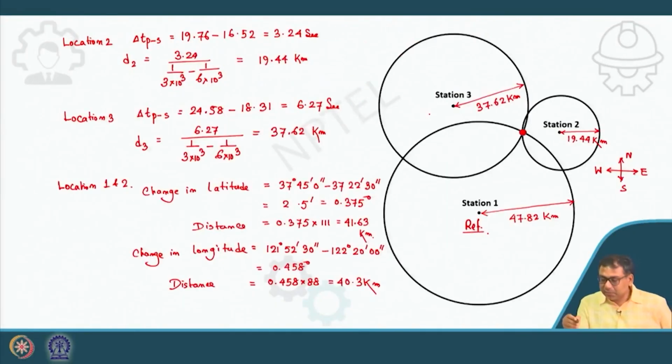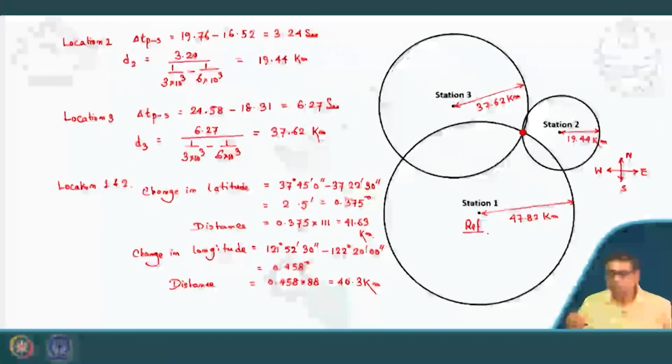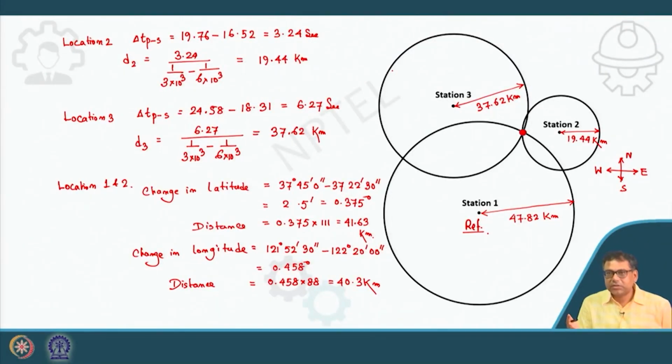So that means location 3 is 55.6 kilometers towards the north as compared to station 1, and 13 kilometer towards the west as compared to station 1. So this way, if you say your station 1 coordinate is 0, 0, you can get the x and y coordinate of station 2 and x and y coordinate of station 3, and then you can plot station 1 and station 2 and station 3.